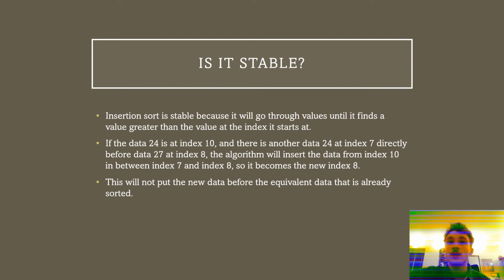Instability happens when you're changing the order of equivalent data in the set, which would mean that the data 24 at index 10 was inserted at index 6, before the data 24 that was already before it.